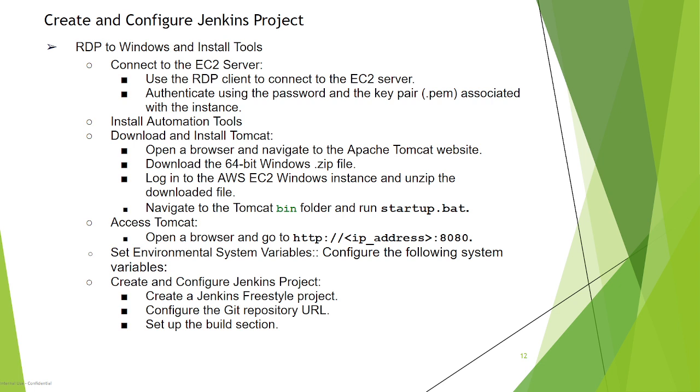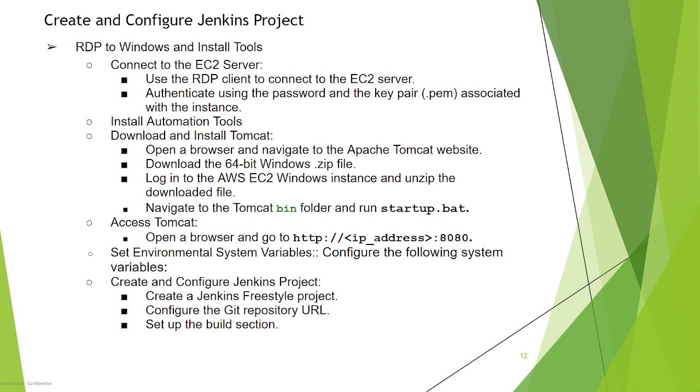Download the 64 version Windows zip file, log into the AWS EC2 instance and unzip the downloaded file, navigate to the Tomcat bin folder and run startup.bat. Access the Tomcat server by opening IP address :8080.